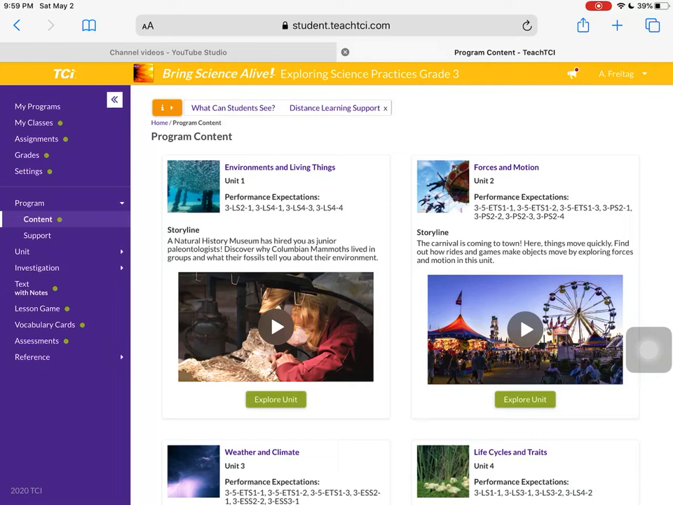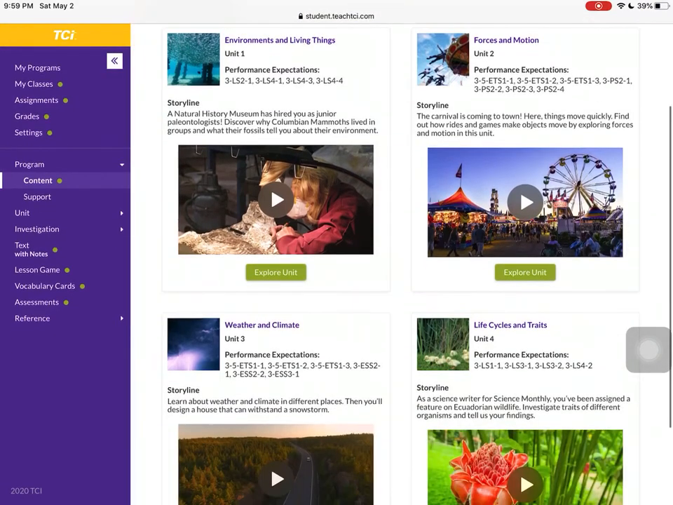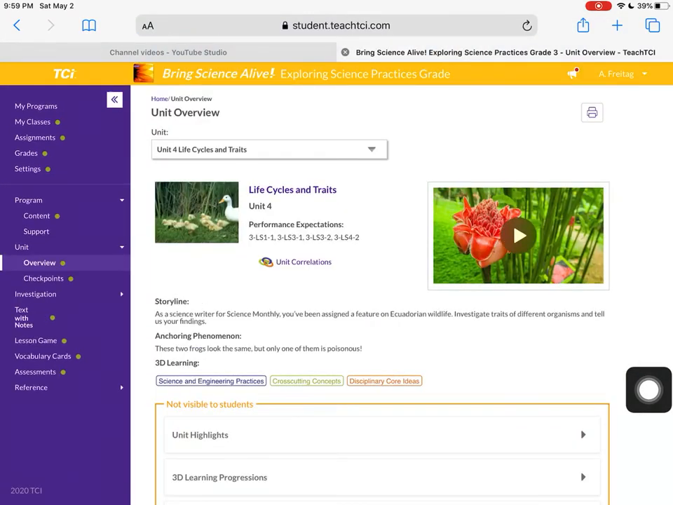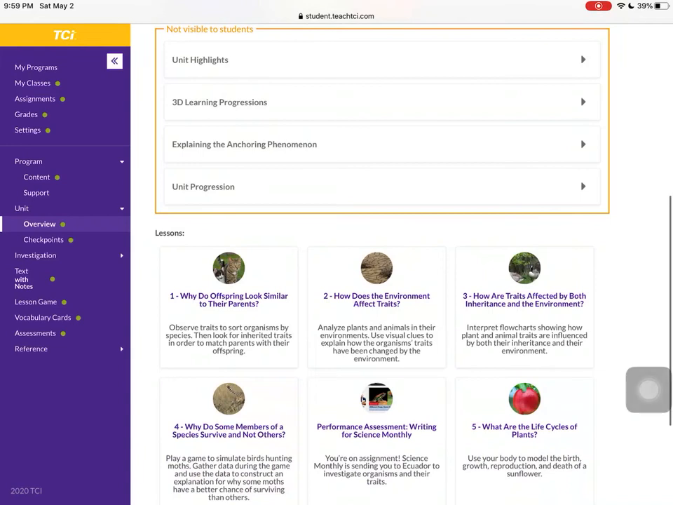Good morning or good afternoon. Here we are in science again. So today we're going to be in life cycles and traits still for Unit 4. So click on those purple words, please.